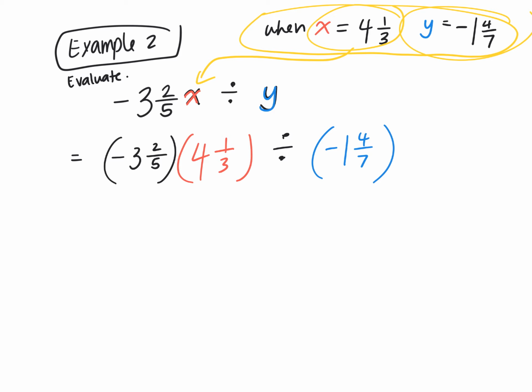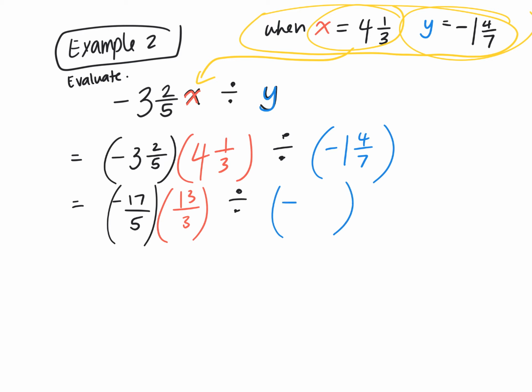You have to do what? Put them into improper fractions. This would be negative 17 over 5, and multiply it by positive 13 over 3. And then we're going to divide that by, let's turn this into an improper fraction. So we're doing it all at once. It's going to be a negative, 7 times 1, 7 times 1 plus 4, 11 over 7.